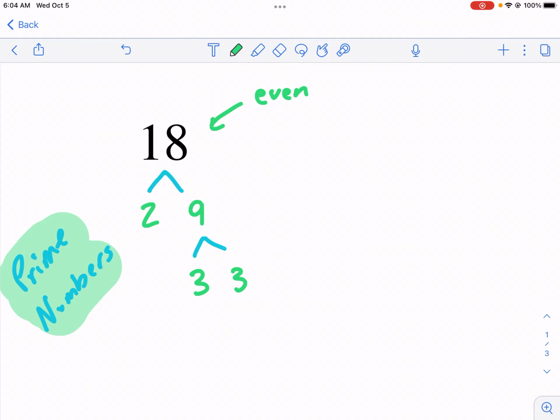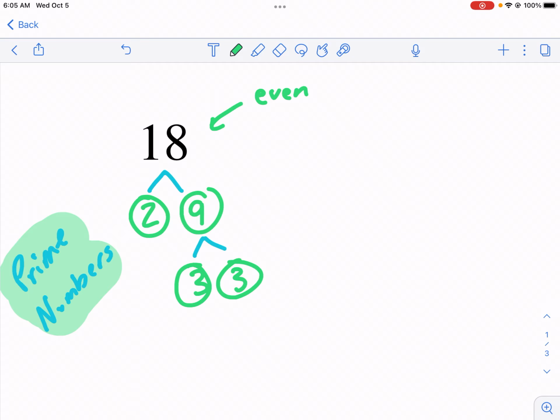Now, what I like to do when I'm done with that is circle all my prime numbers. So I have 2, 3, and 3. I'm not going to circle the 9, okay? That's not a prime number. This shows me these are all my factors that I can multiply to get 18. So I can multiply 2 times 3 times 3. So that would be my prime factorization. I know if I multiply 2 times 3 times 3, I am going to get 18. And now I have all the prime components of that number, okay?